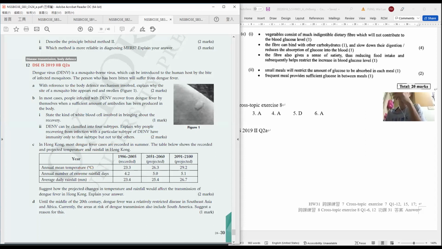Okay, dengue virus. With dengue virus, people may look red or swollen. Why do they look red or swollen? So we have to separate the explanation into two parts.